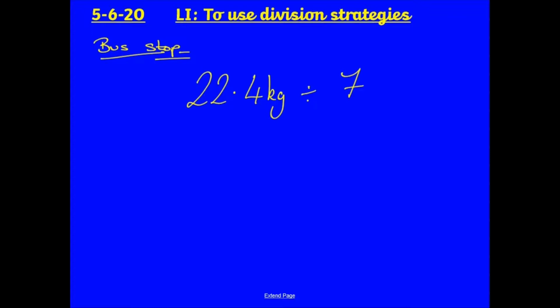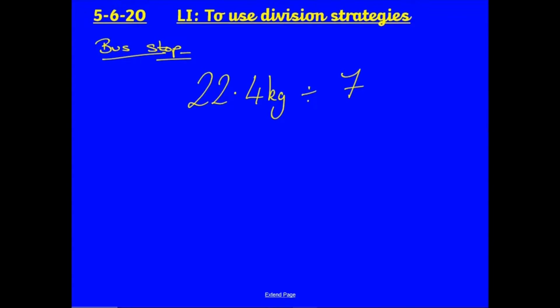So let's have a look at this bus stop question here. So I have got 22.4 kilograms divided by 7. So what I'm going to do is I'm going to draw out my bus stop, and I am dividing 22.4 kilograms, and that is being divided by 7.